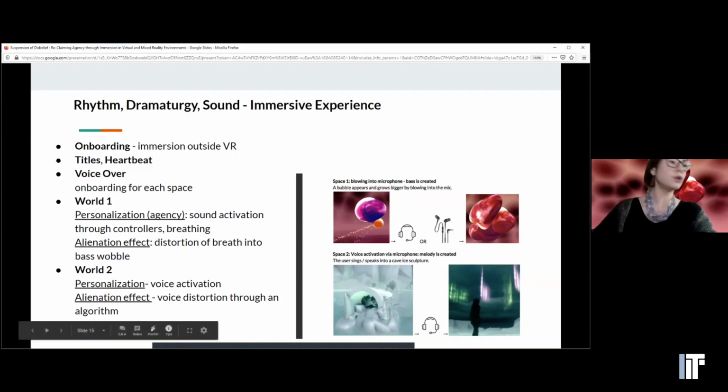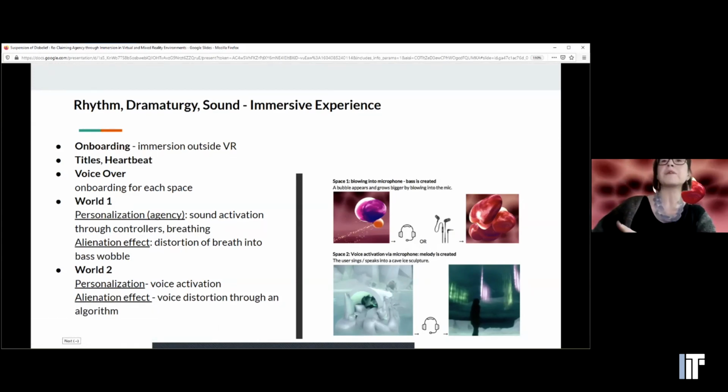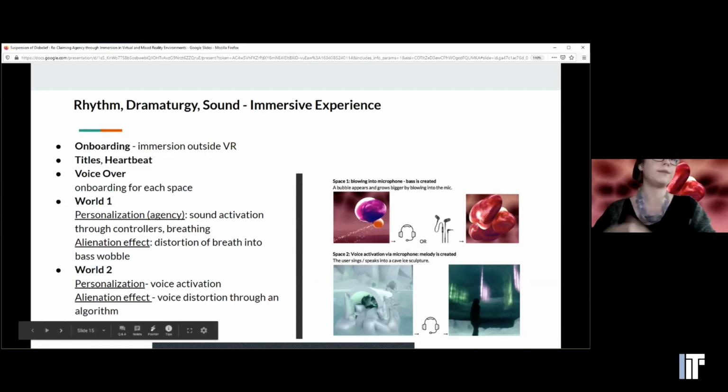In world two, personalization is the voice activation, so the singing you could hear. The alienation effect is the voice distortion through the algorithm. So once you sink into that cave, you lose control over your voice. Your voice is taken through an algorithm and kind of reconfigured and recorded.